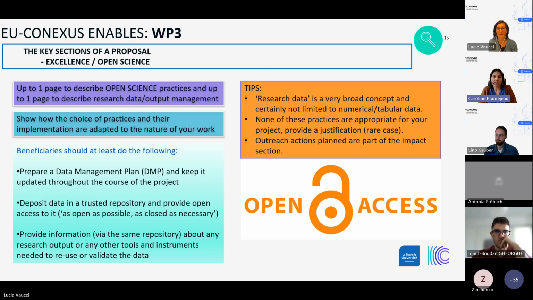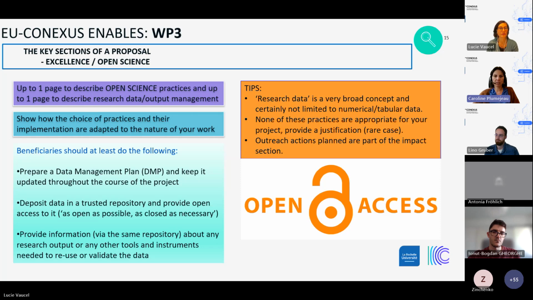And last, not the least in this part, is the open science notion. Open science promotes the dissemination of publications and research data to generalize access to knowledge. You have up to 1 page to describe open science practices and 1 page to describe research data output management. What you should do, at least in this part, is to prepare a data management plan and keep it updated, of course, all along the project. Deposit data in a trusted repository and provide open access to it.